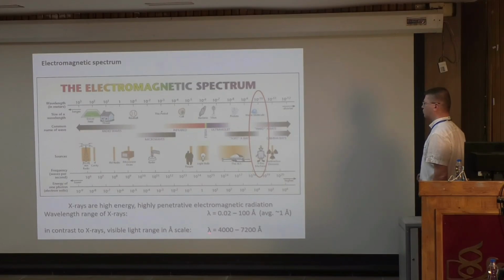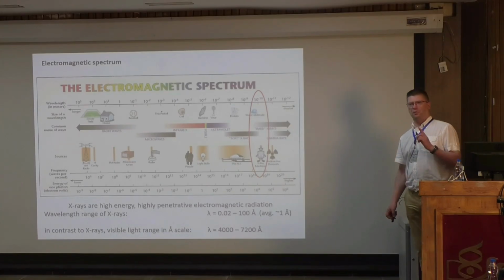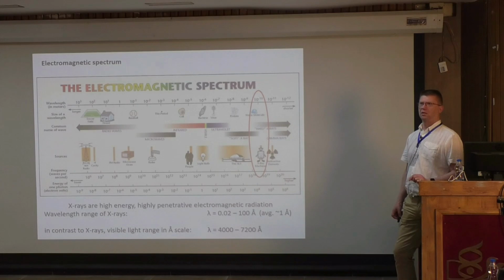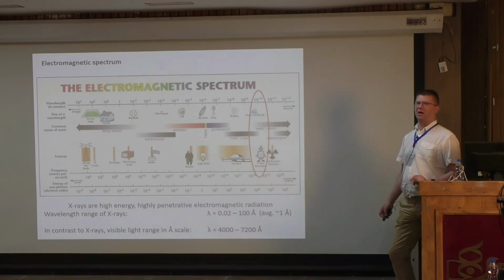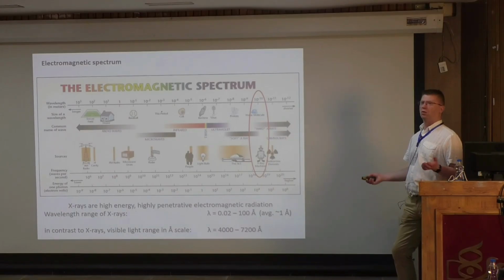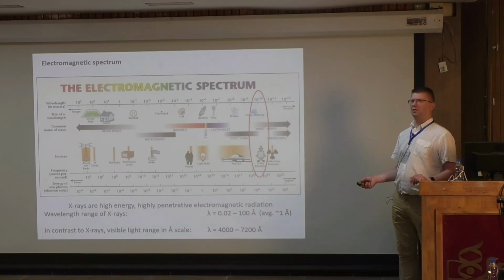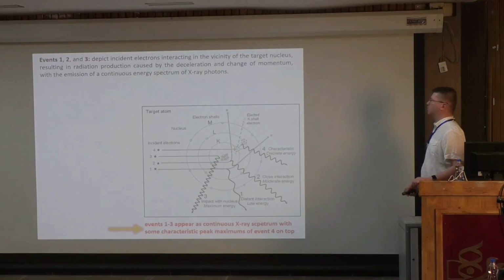And if you consider here in the lower part, the visible light range is from 4,000 to 7,000 angstroms. And we are now speaking about 1 or 2 angstroms. So the visible light is about 4,000 to 7,000 times too long for us to see the atoms. And this is what we have to do.